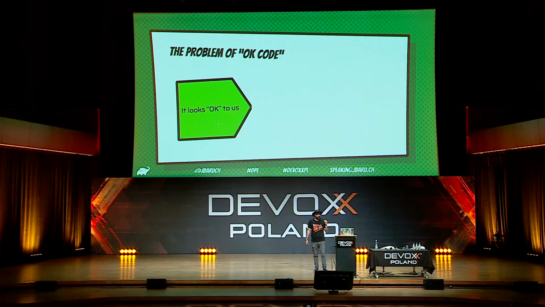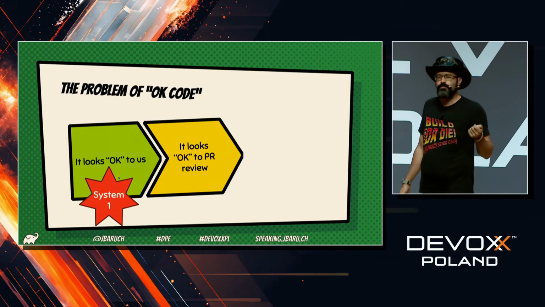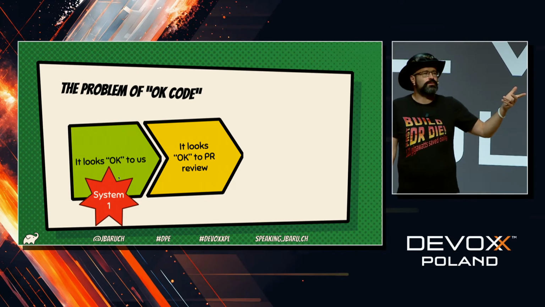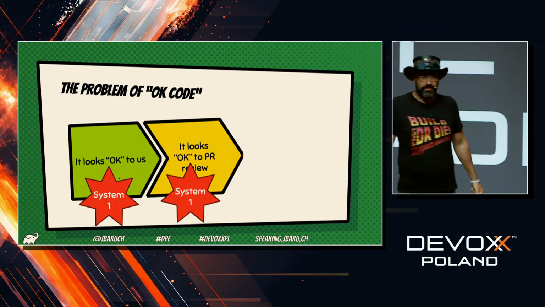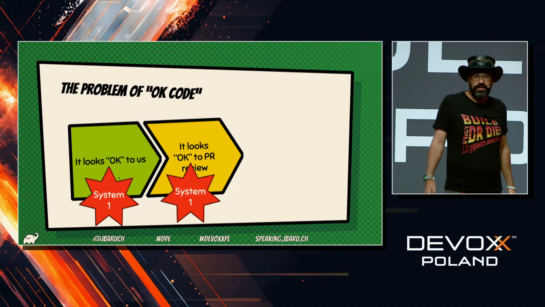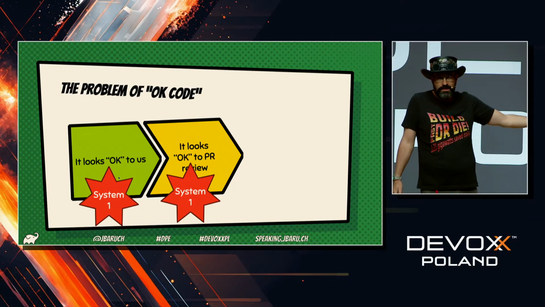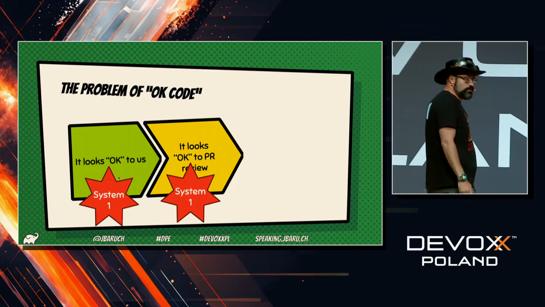Because the problem with OK code is that it looks OK to us because we're tired, so it's fine, because we do it on System 1. It looks OK to our PR reviewers. Why? Because it's OK. No, but why will they let it go? Because they're also tired, and they have other things in mind, and they have their own code to concentrate on, and they really don't care about the quality of our code. No, really. I mean, not because they're evil, just because they're busy with other stuff. So it looks OK to the PR reviewers.